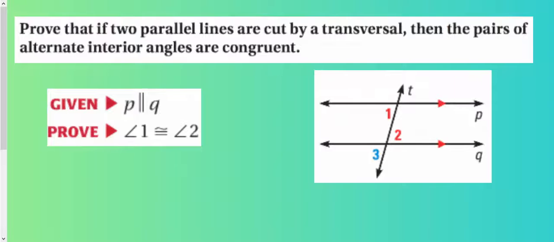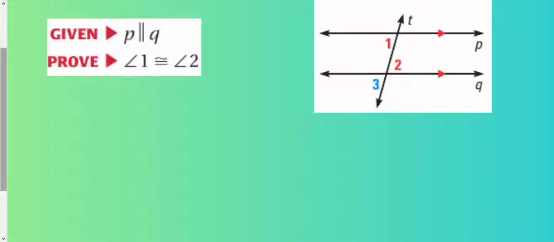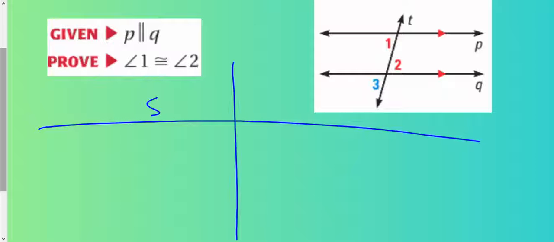I'm going to do one of those for you guys. Prove that two parallel lines cut by a transversal and the pairs of alternate interior angles are congruent. So this is the interior angles one. Alright, so we're given P is parallel to Q. We're going to do a 2-column proof. These are the types of proofs that are in your homework, and you're going to be seeing these on your quizzes and your tests. So we're going to start with our given P is parallel to Q.